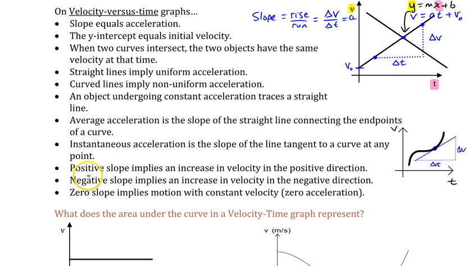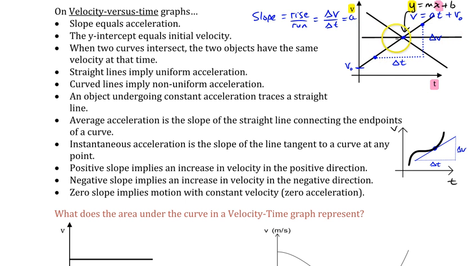I believe I already mentioned this point that if you have a positive slope, then your velocity is increasing in the positive direction, which means you have constant positive acceleration. And if your slope is decreasing, that means your velocity is decreasing in the negative direction. If you have a horizontal line in the velocity time graph, that would mean that your velocity is remaining constant. It doesn't mean that you're stationary, it just means that you're moving at the same speed.